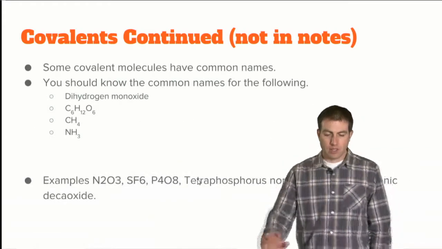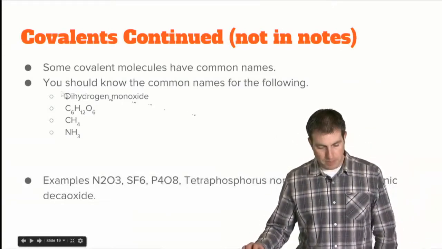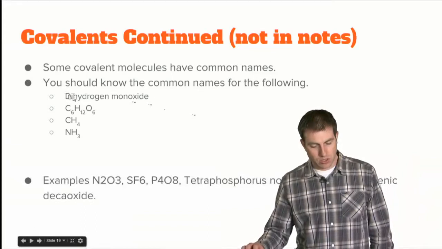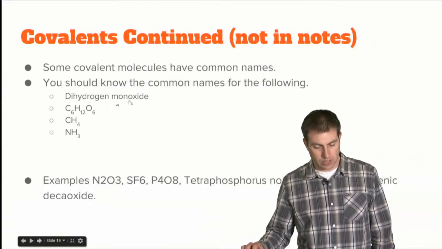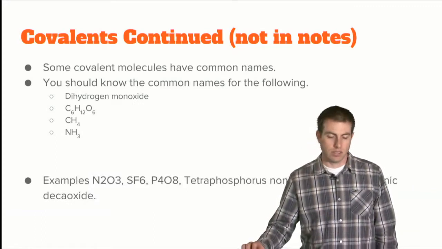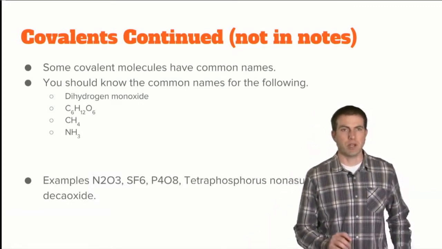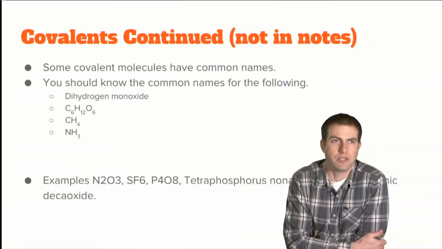Before we do that, some of them have common names. Now that you kind of know a little bit about covalent compounds, what is dihydrogen monoxide? Is anybody familiar with what that is? Anyone ever seen dihydrogen monoxide before? Anyone ever encountered dihydrogen monoxide?